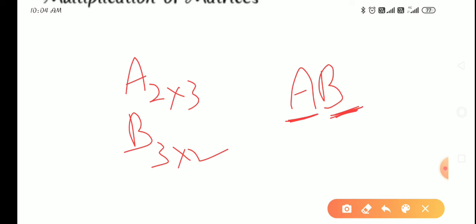First of all, you will have to check, because in every case multiplication is not possible. Multiplication is possible when the number of columns in the first matrix is equal to the number of rows in the second matrix. Then only multiplication is possible. Otherwise, you cannot multiply the given matrices. Here you can see 3 is matching with 3, meaning the number of columns of the first matrix is equal to the number of rows of the second matrix. So multiplication will be possible.